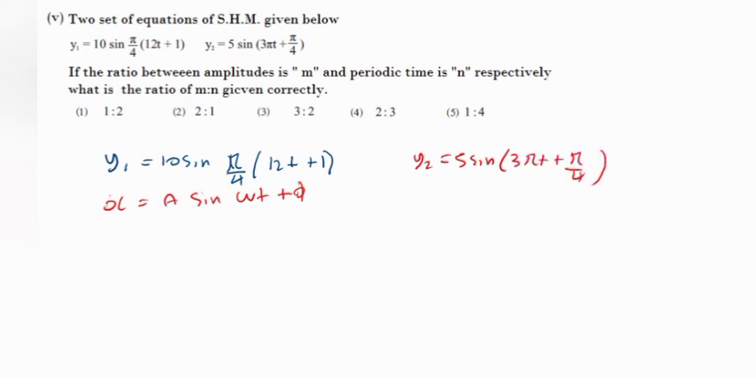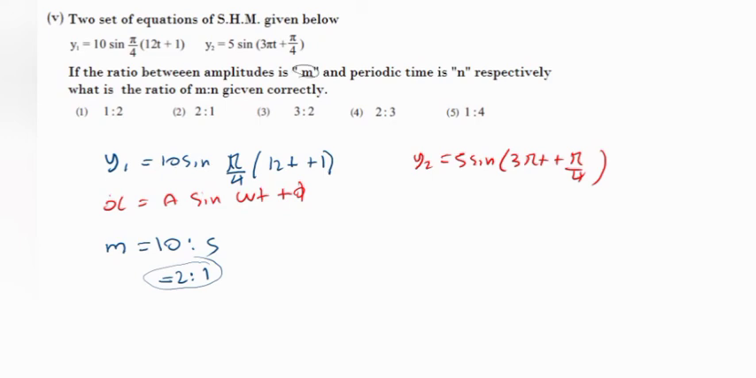Okay guys, it's a bit different here, so have a good look. In this sense, m is the ratio between the amplitudes. Let's find it. The ratio is 10 is to 5, that means 2 is to 1. Okay, 2 is to 1 is the ratio. The ratio between amplitudes is m.